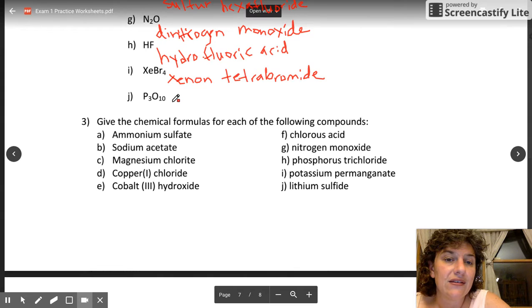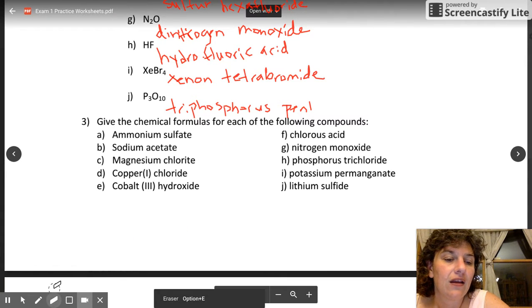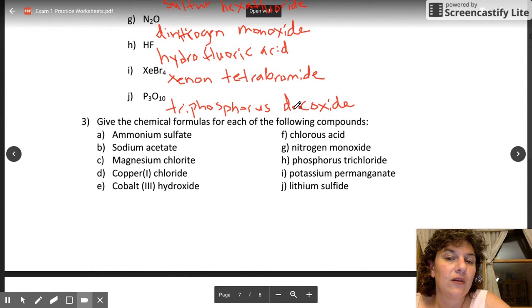All right, and triphosphorus pentoxide. No, decoxide, sorry. Pent is only 5. Dec is 10. Decoxide. I don't know what I was thinking there. Okay. Now, give chemical formulas for each one of these.